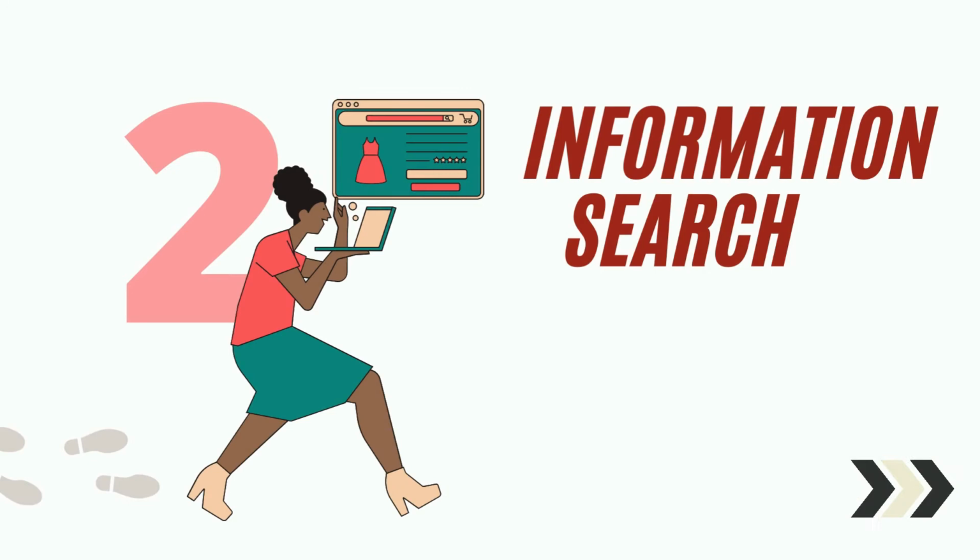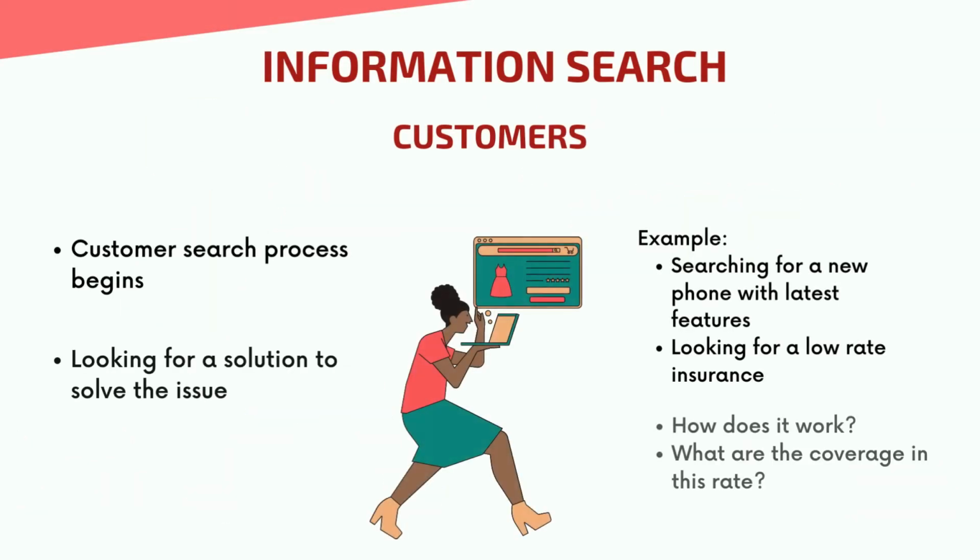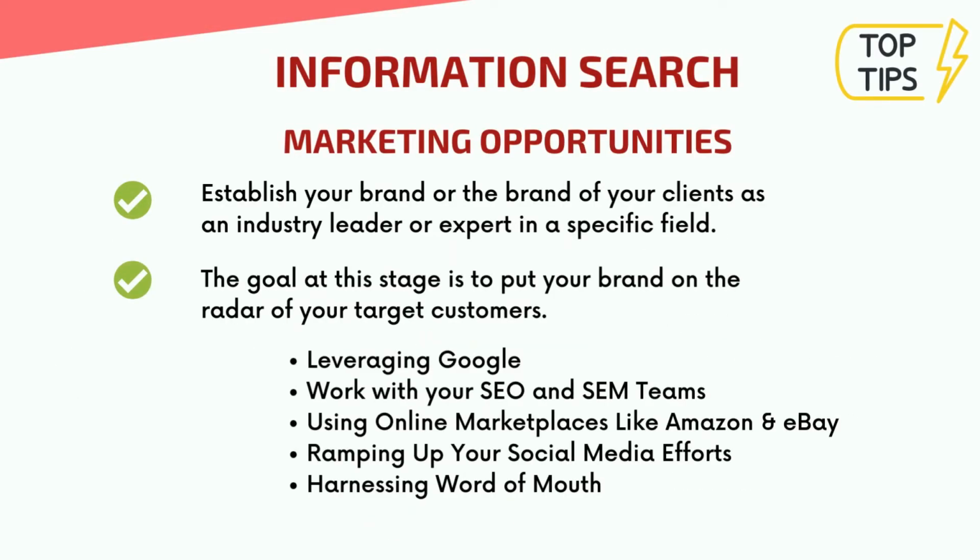Phase 2. Information search. Once a problem is recognized, the customer search process begins. They know there is an issue and they're looking for a solution. The goal at this stage is to put your brand on the radar of your target customers. As a marketer, the best way to market to this need is to establish your brand, or the brand of your clients, as an industry leader or expert in a specific field.